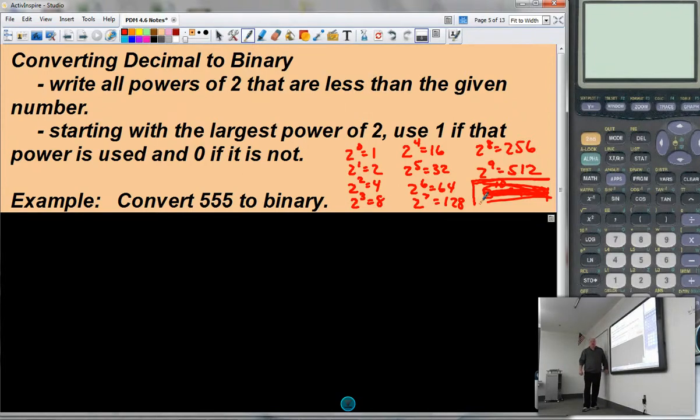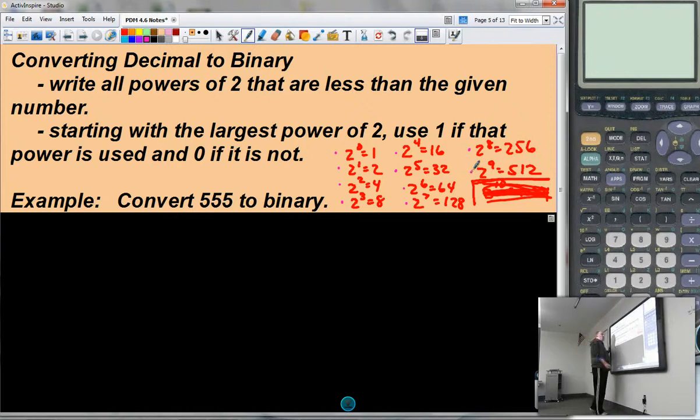Now, here's the tough part. If I look, I have 1, 2, 3, 4, 5, 6, 7, 8, 9, 10. I have to have a 1 or 0 for every single one of those 10s. So when I write 555 in binary, I should have 10 places, either 1s or 0s.